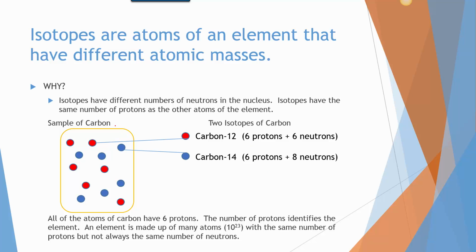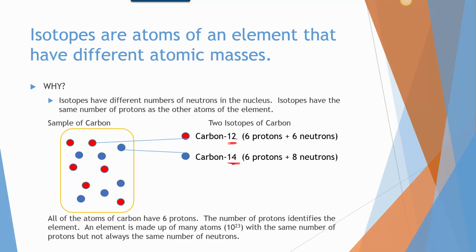So this is a sample of carbon, and if this were a 12-gram sample of carbon, it would have 6.02 times 10 to the 23rd carbon atoms that would make up that sample. Out of that sample, some of the carbon atoms could have a mass of 12, or they can have a mass of 14. So when we're talking about an isotope, we're talking about a specific atom in the sample and not the average mass of the sample.